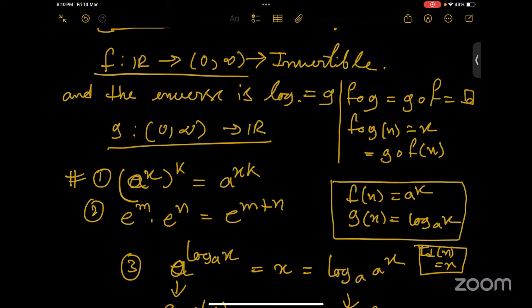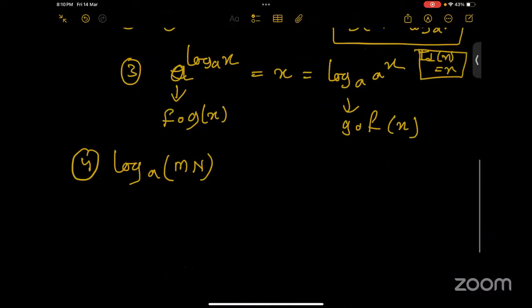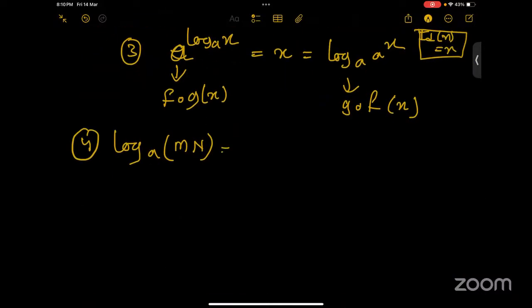No, ma'am. Okay. Then this was one of the properties, right? The multiplication of logarithms: log a m plus log a n, right? Then the subtraction.